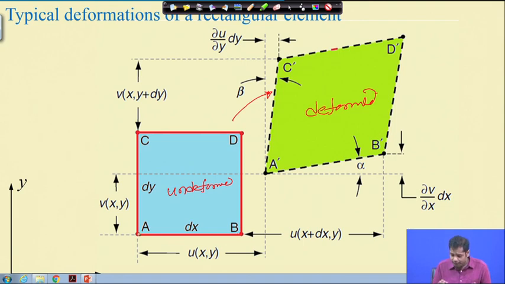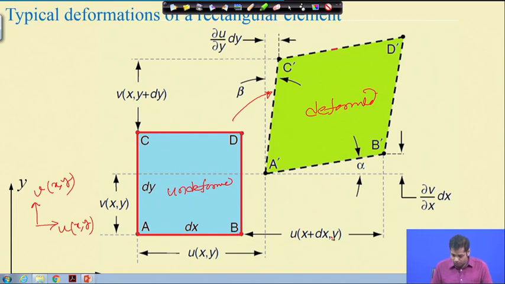In the x direction, we call u the displacement in x direction and v the displacement in y direction, and both are functions of x and y. Suppose the point A moves here, and suppose this distance is u of x, y. Similarly, the point B moves here. What was the initial location of point B? It was dx, right? So this is u of x plus dx, y.